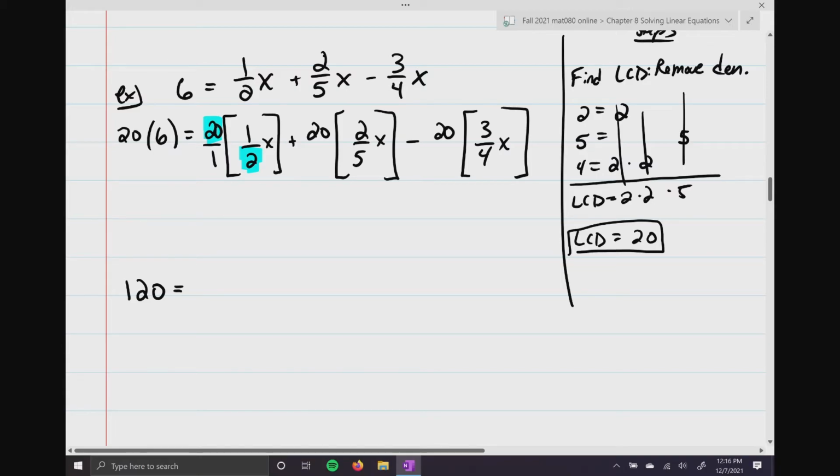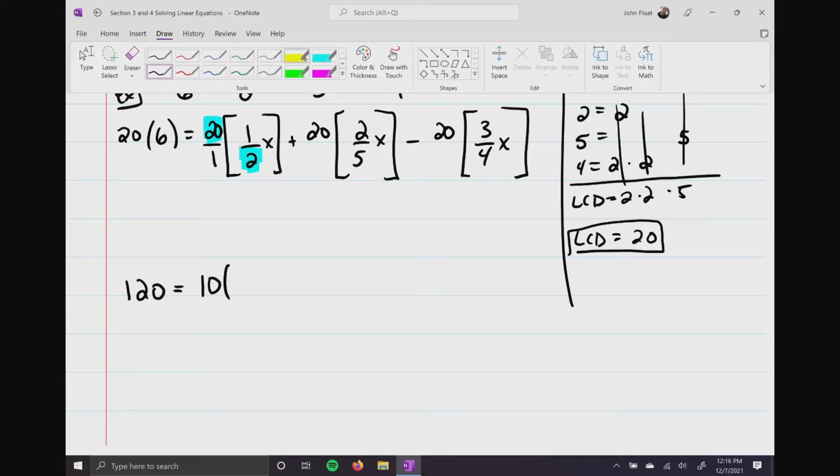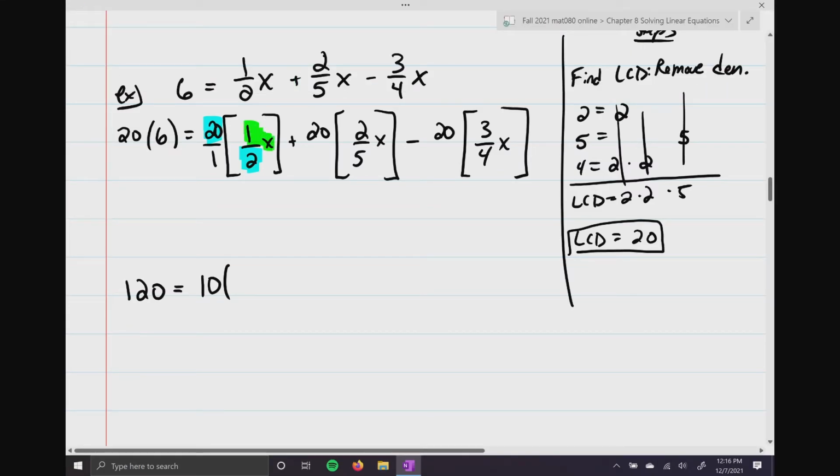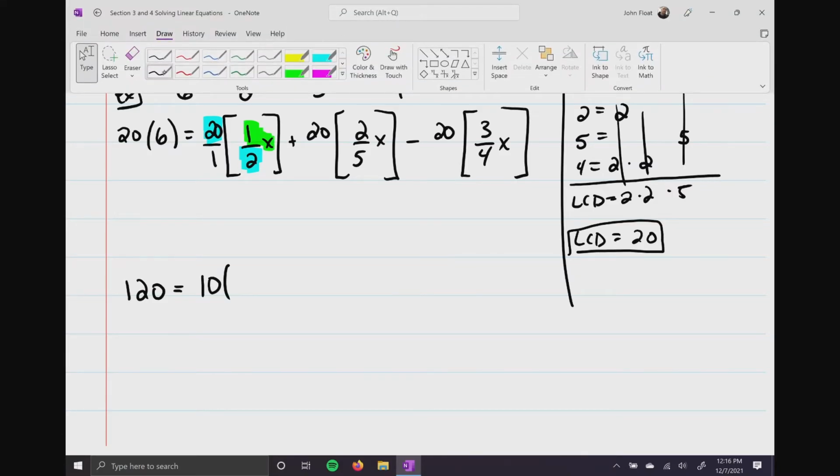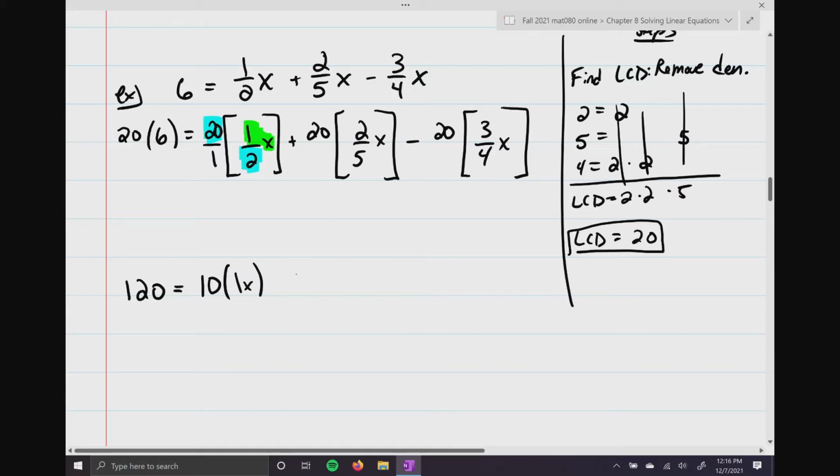So 20 divided by 2 is 10 times, and then you write whatever's left over in the numerator. So let me show you what's left over in the numerator. Right there, it's 20 times 1x. Plus, now I'm going to do the same thing. 20 divided by 5 is 4. So I write a 4, and I write whatever's left over inside. So that's going to be 4 times 2x.